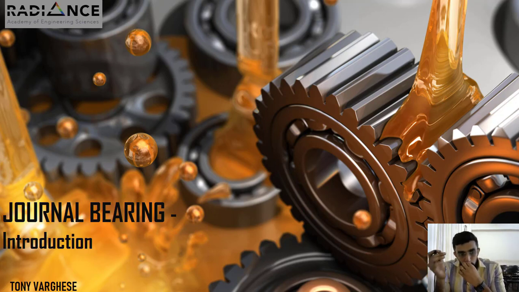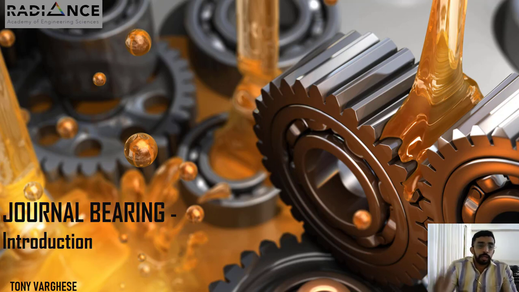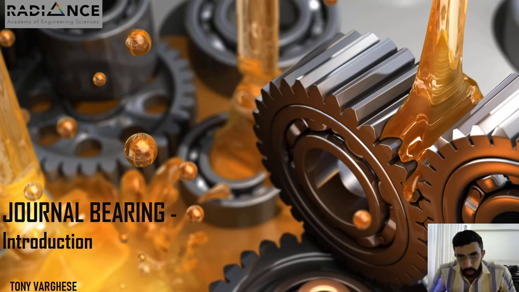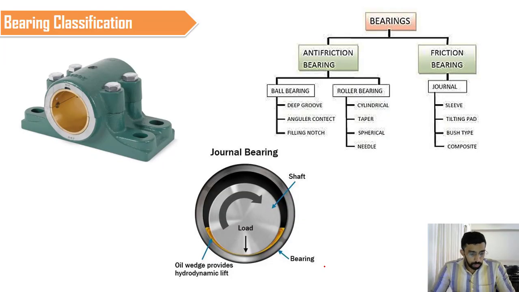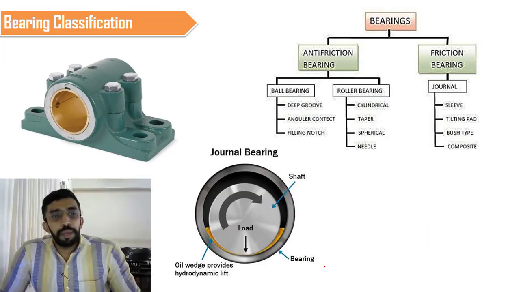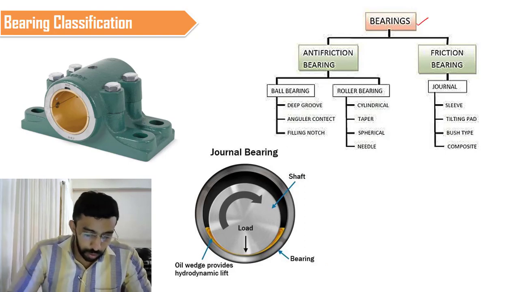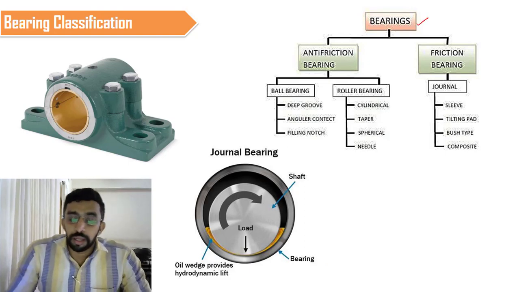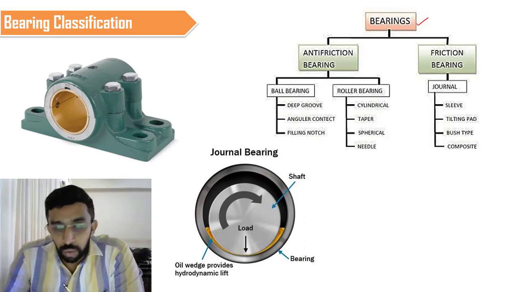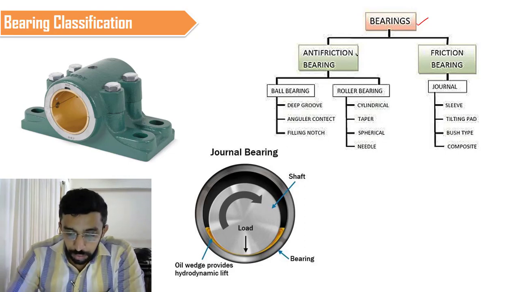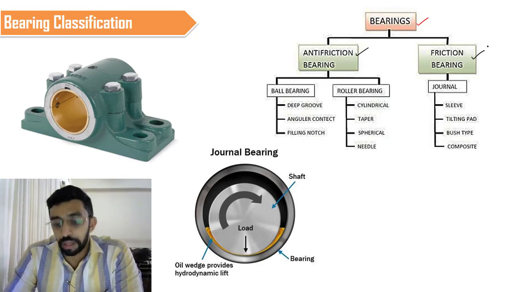Now let's move on to the general bearing and see what are the basic things we should keep in our mind before we go to the design procedure. So this is the bearing classification. If we look at the bearings, the bearings are mainly divided into two. One is the anti-friction bearings and the second one is the friction bearings.